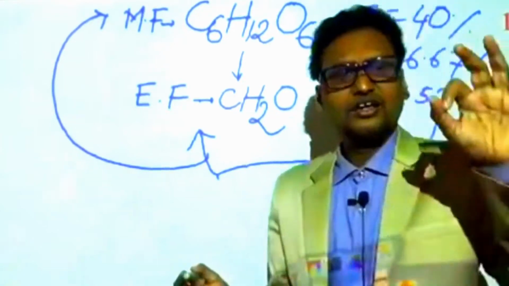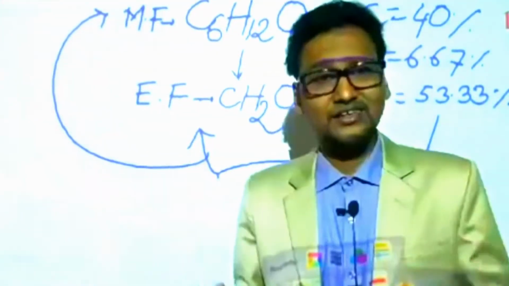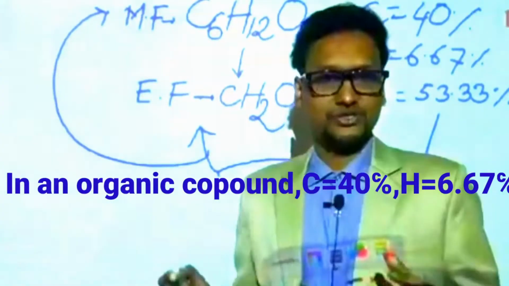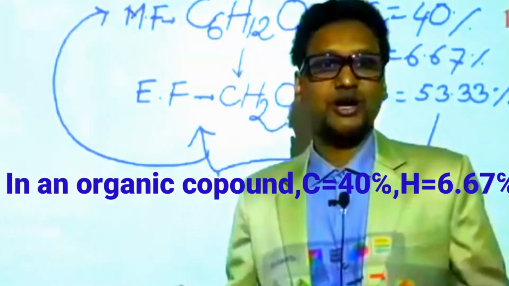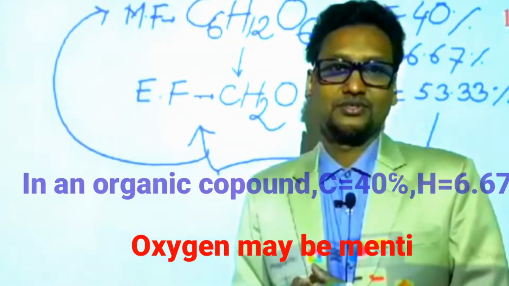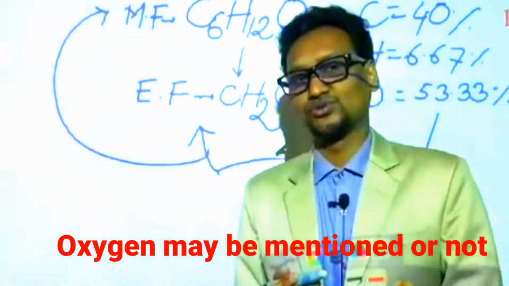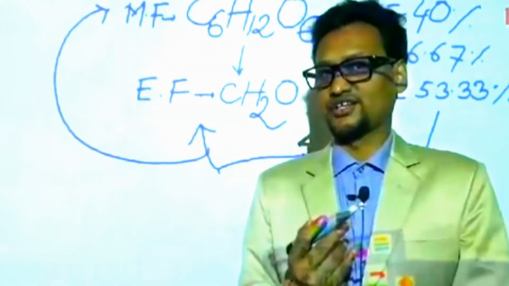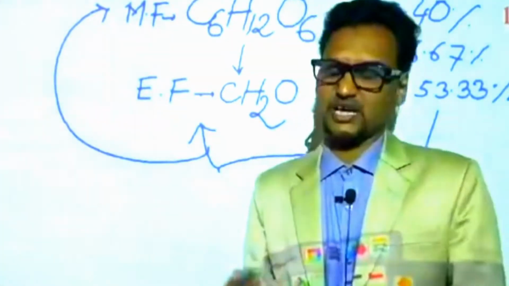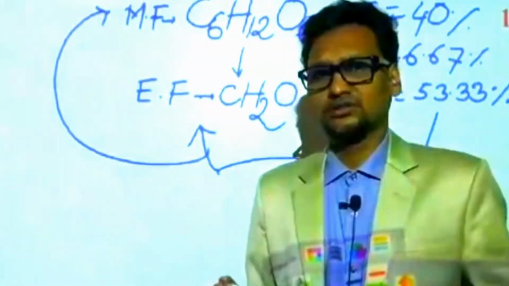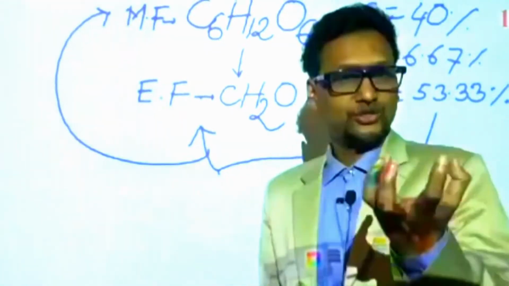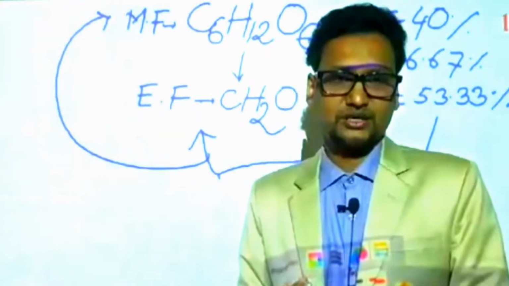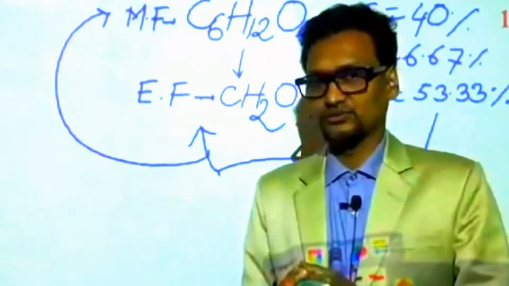How? In an organic compound, the percent composition of carbon is 40%, hydrogen 6.67%, and oxygen may be mentioned or not. Then you have to determine it by adding the percentages of carbon and hydrogen and subtracting from 100. Then you will get the rest of the elements' percent composition. It means oxygen. When we mention organic compound, carbon must be there, otherwise your calculation will be wrong. So my dear, be careful. This is a process for class 10 level, SSC level chemistry. Please be careful. This is advanced level.